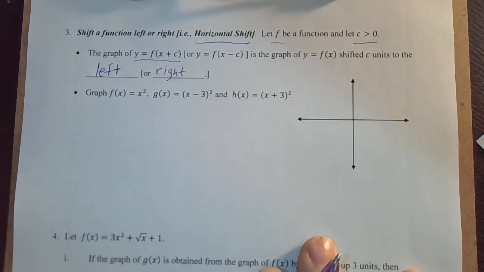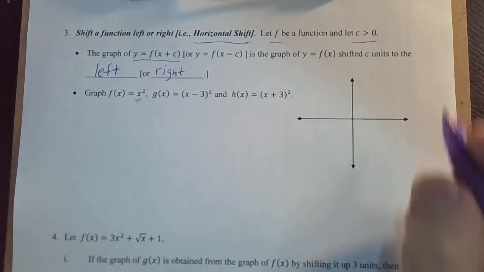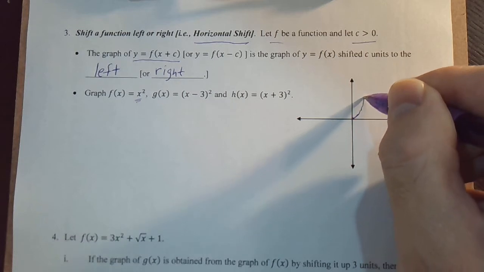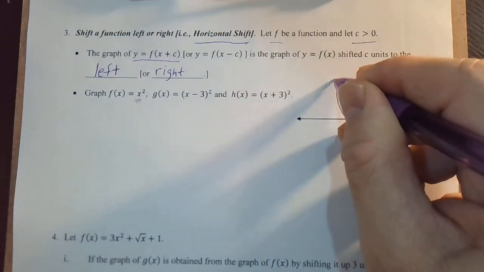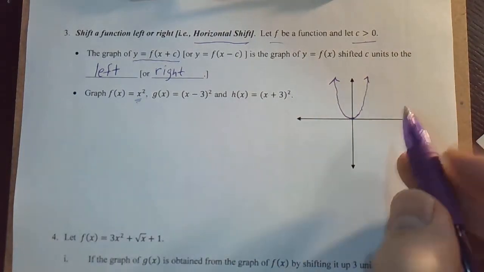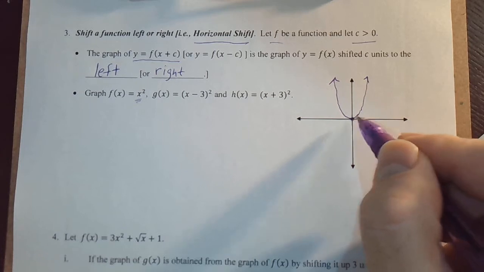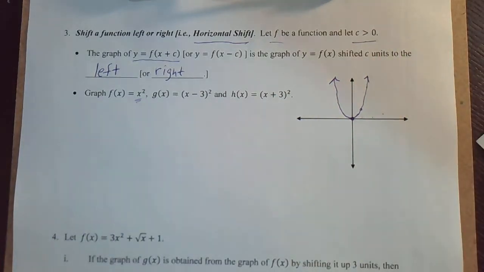So let's do a little example here. This time our base function is going to be x squared. So let me go ahead and graph f of x equals x squared. Looks something like that. If you don't recall, I don't have graph paper here, but 0 squared is 0, 1 squared is 1, 2 squared is 4, 3 squared is 9, and so on.